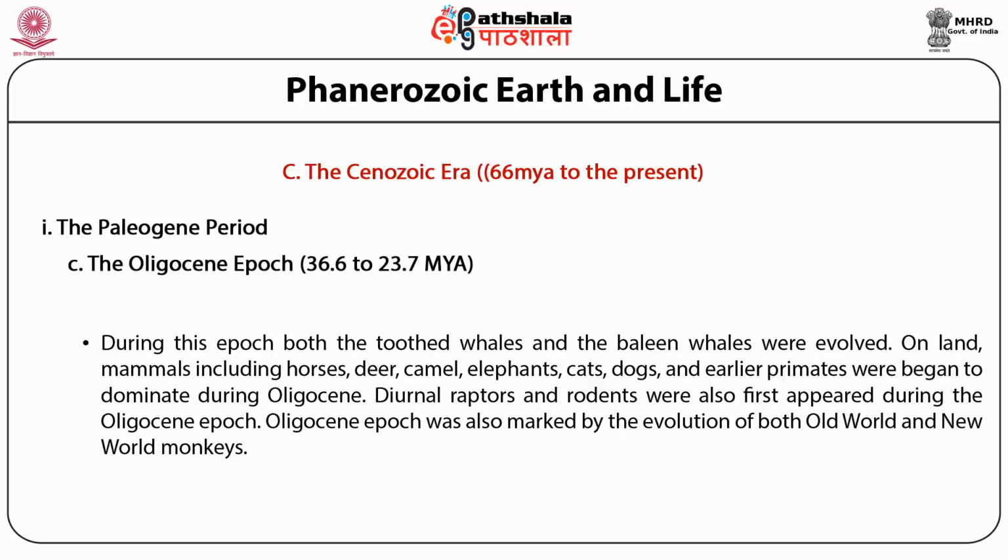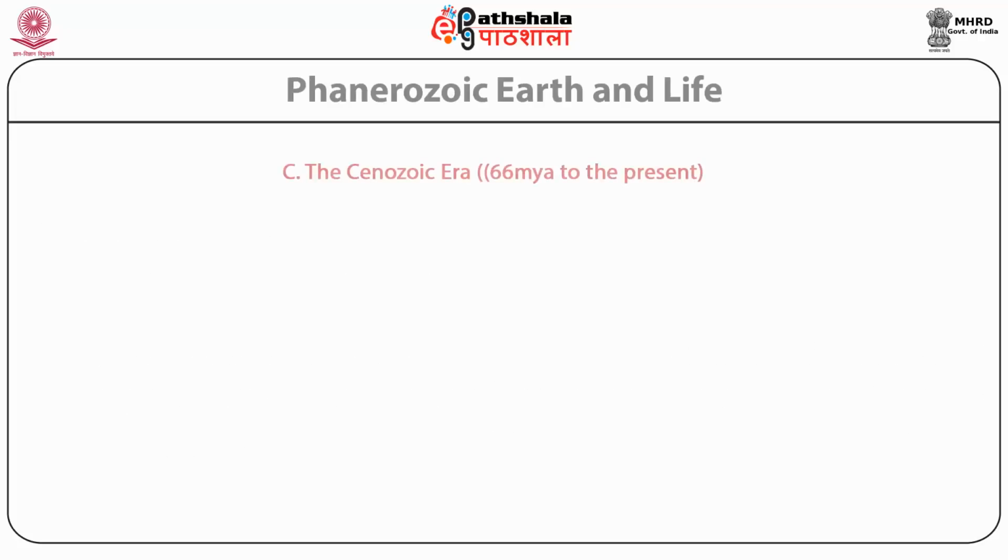So this particular period sees a climatic condition which is cold in nature, and there is evolution of both types of whale, toothed and baleen whale, and several different varieties of mammals were found during this epoch. We also have evidence of the evolution of both Old World and New World monkeys during this particular epoch. The Neogene period.